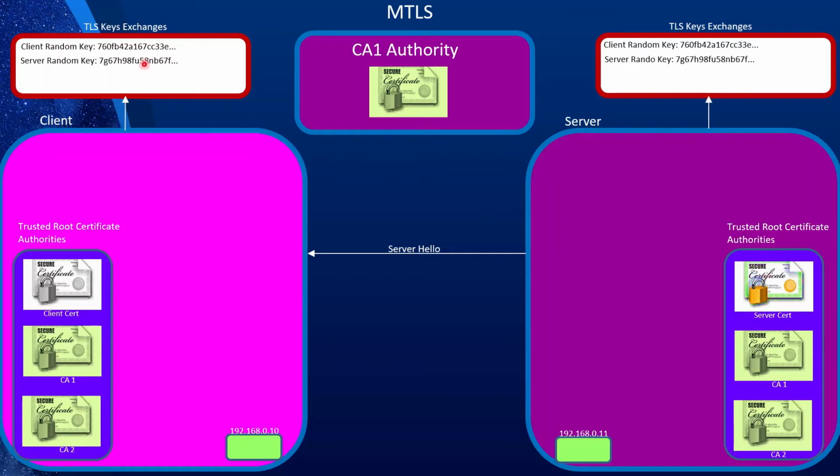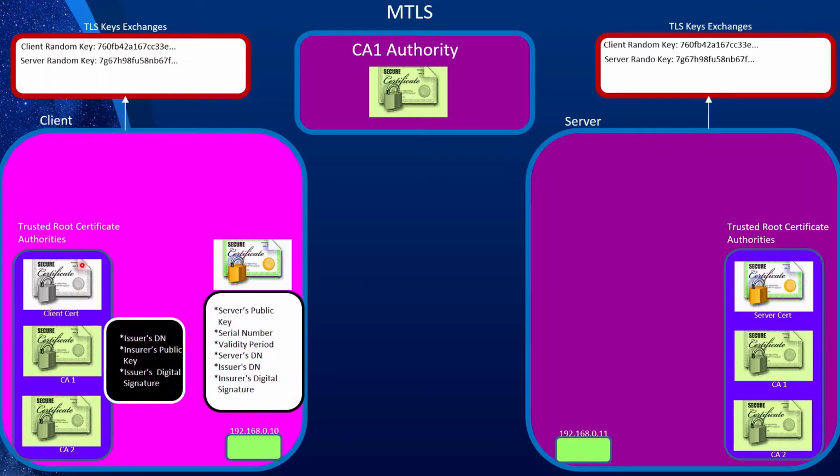Now at this point, the client and server have the random keys that were generated. The server then sends its certificate to the client to be validated. The certificate, again, is validated against the trusted root certificate in the store. Each certificate has attributes such as the server's public key, serial number, validity period, whether the certificate is valid or not, when it expires, the server's domain name, the issuer's domain name, and the issuer's digital signature.